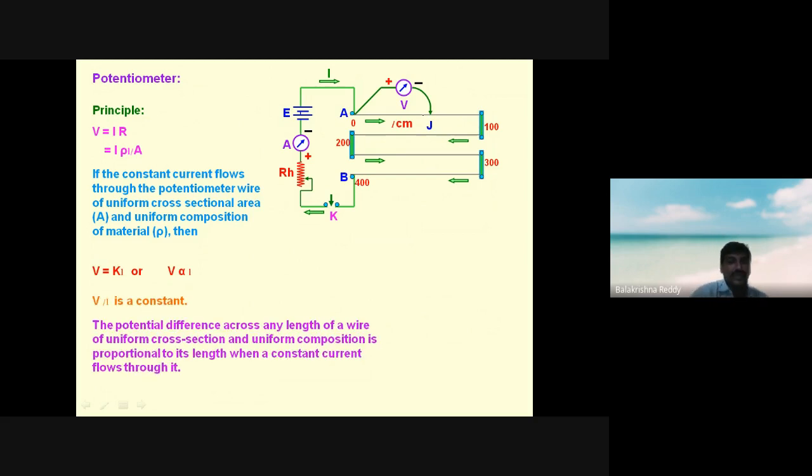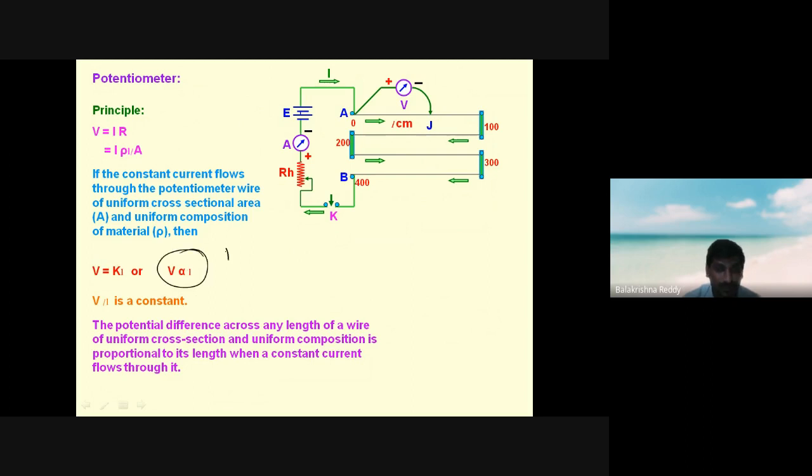So V equal to K into L, since V is directly proportional to L. That gives the potentiometer principle. That is the potential difference you are finding here. The potential difference across any length of a wire of uniform cross-section and uniform composition is proportional to its length when a constant current flows through that. Therefore, V is directly proportional to L here.